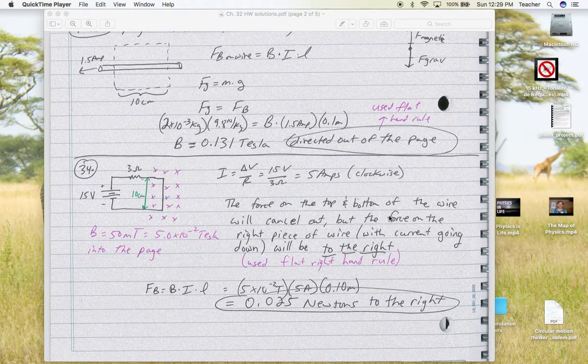34, I think we talked about. So we get a net force of 0.025 newtons to the right. Given the size of the loop, we could use Ohm's law to figure out the current. 10 centimeter section, top and bottom panels would have a force on them, but that would be in the opposite direction, so no net force caused by that.